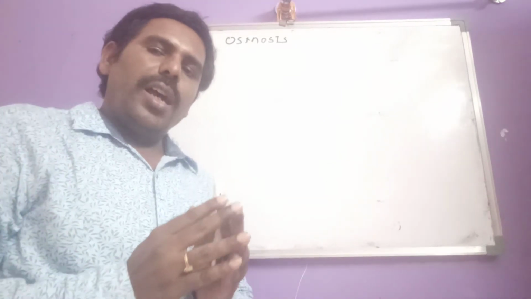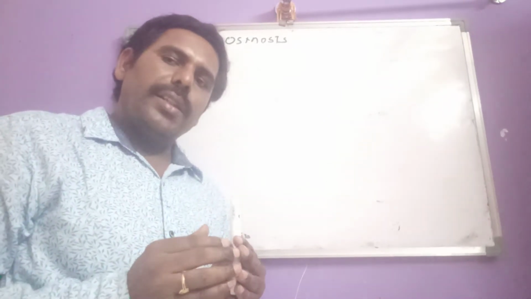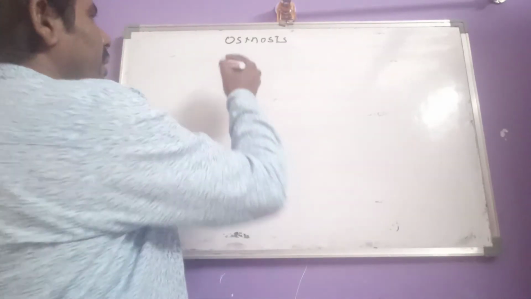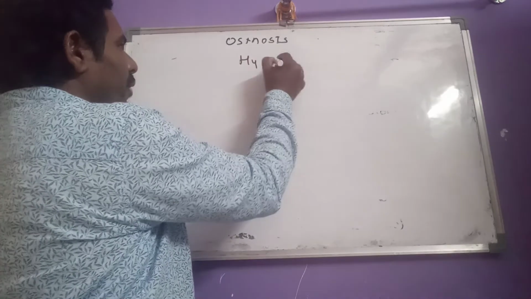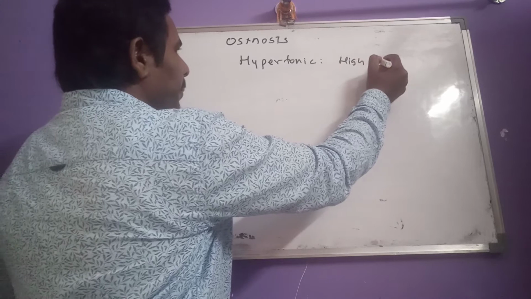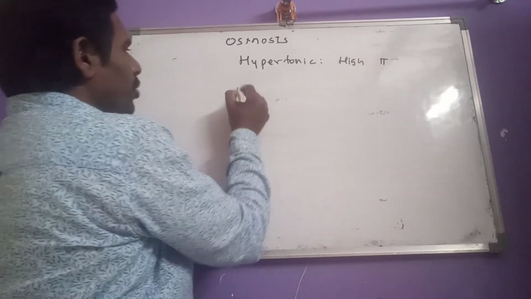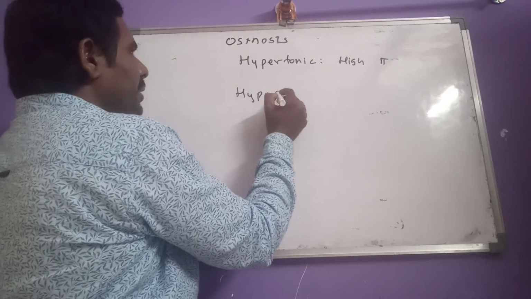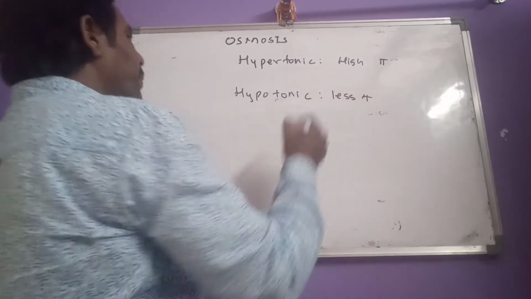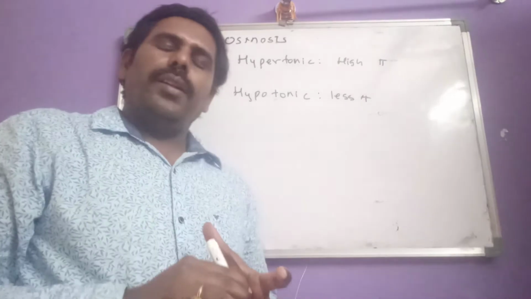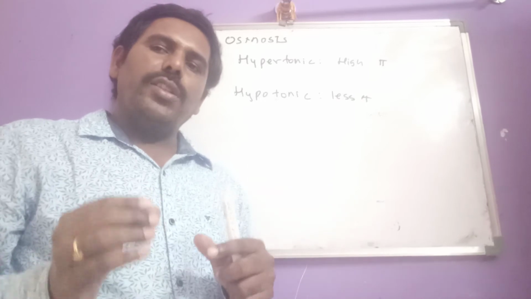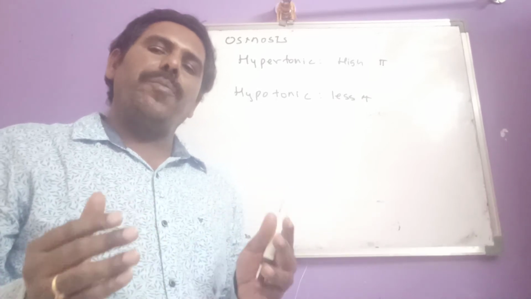So now hypertonic solution means the solution which is having high osmotic pressure, that is known as which one? Hypertonic solution. And similarly, the solution which is having less osmotic pressure, that is known as hypotonic solution. Solution with high osmotic pressure is hypertonic. Solution with less osmotic pressure is hypotonic.